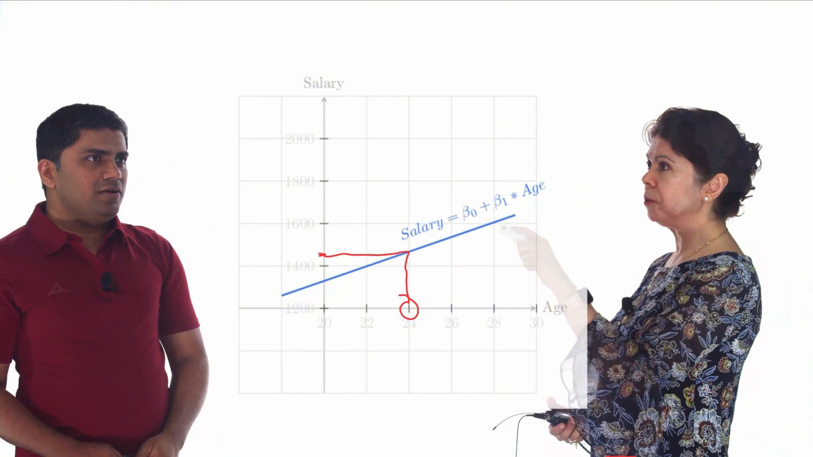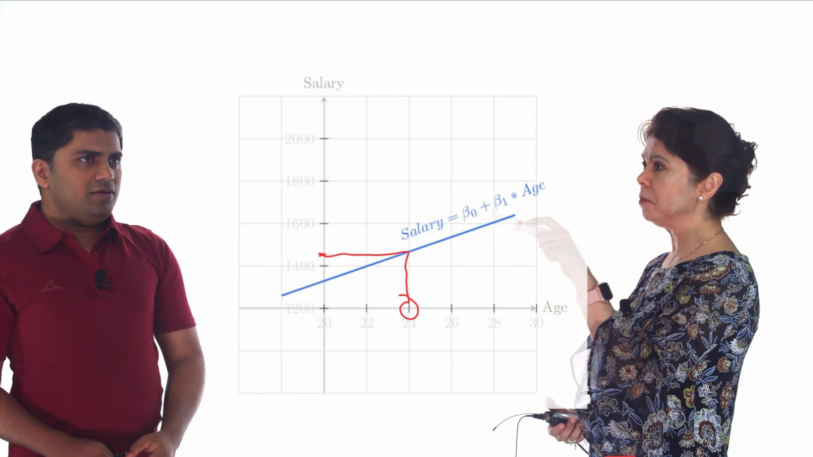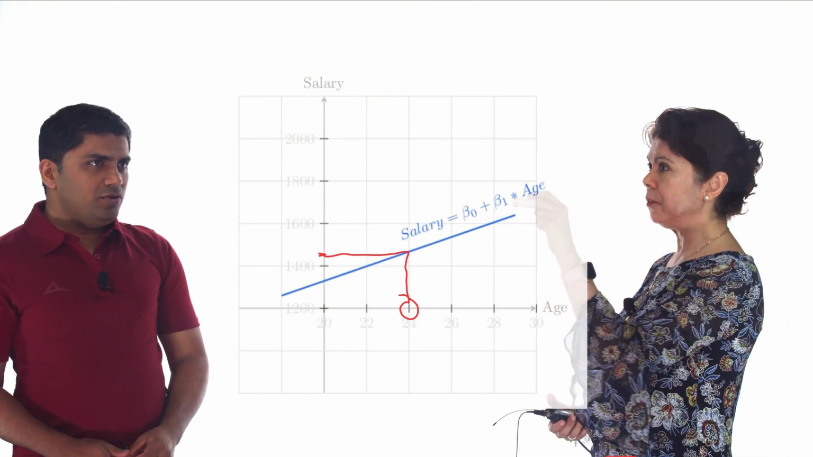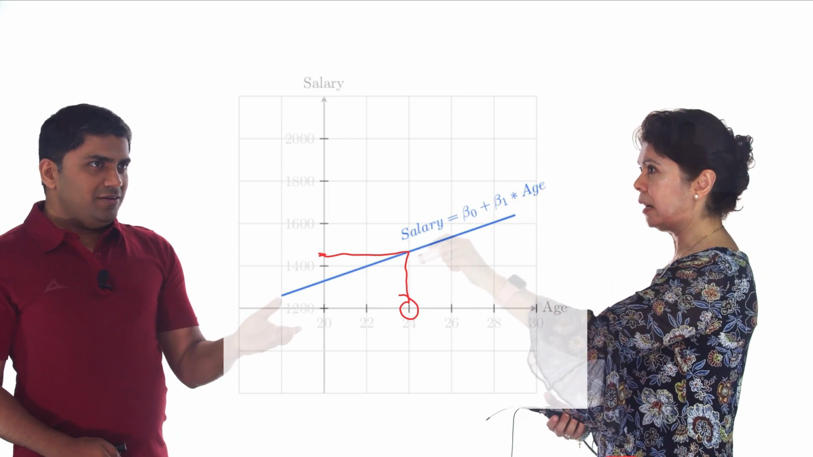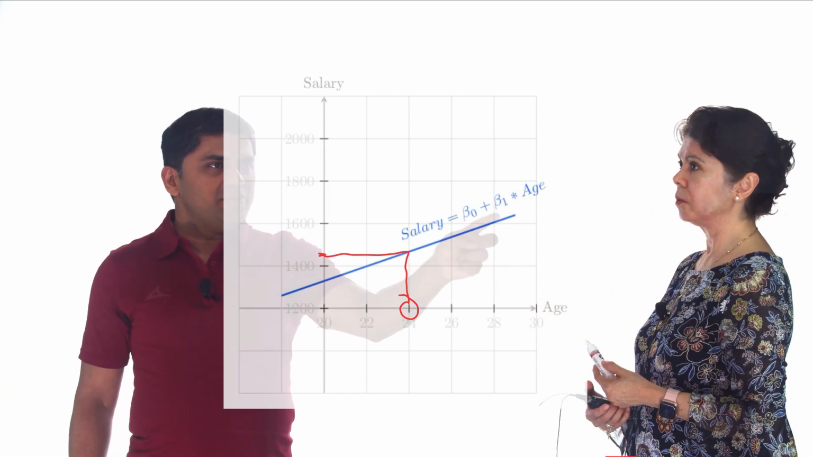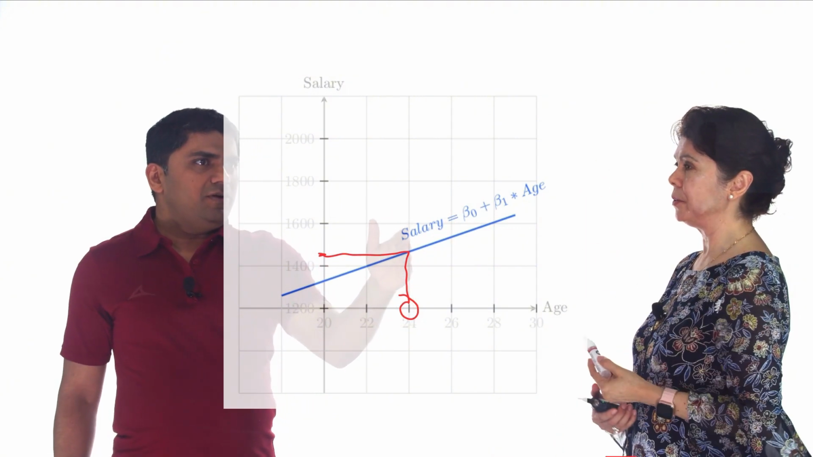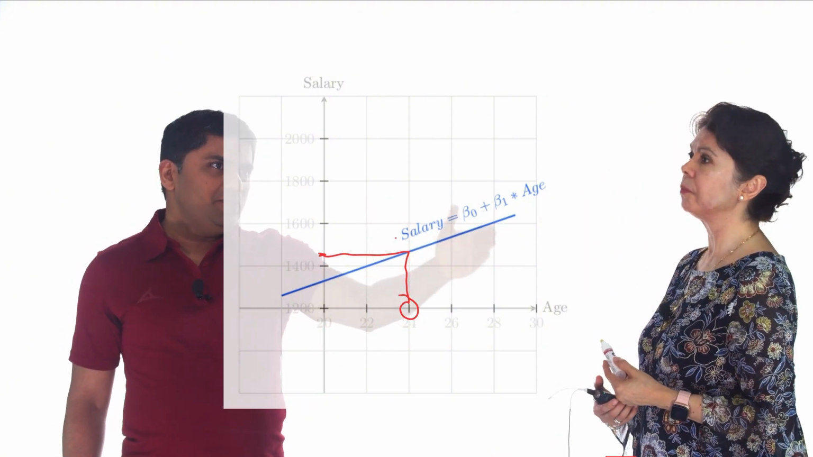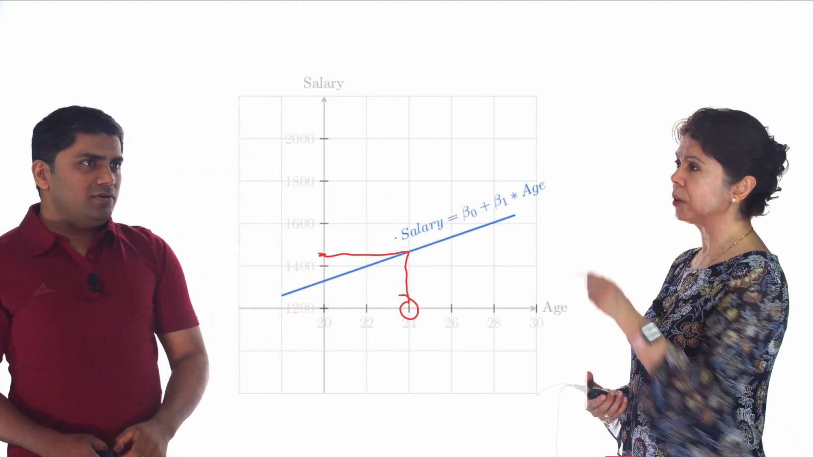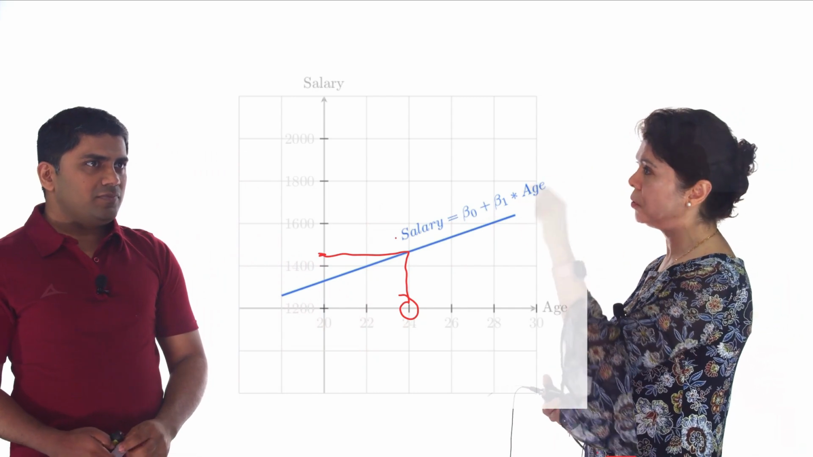So what is your beta 1? In this case, beta 1 would be the inclination of the line, meaning the slope, or the effect that the age has on the salary, right? So what happens if beta 1 is equal to 0? The age has no impact on the salary. Great. So what is the salary? Always beta 0. Beta 0, so that would be a constant salary independent of the age.